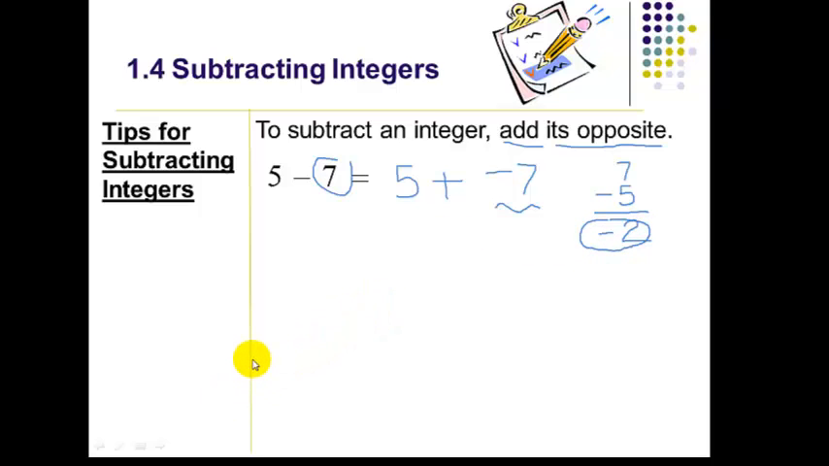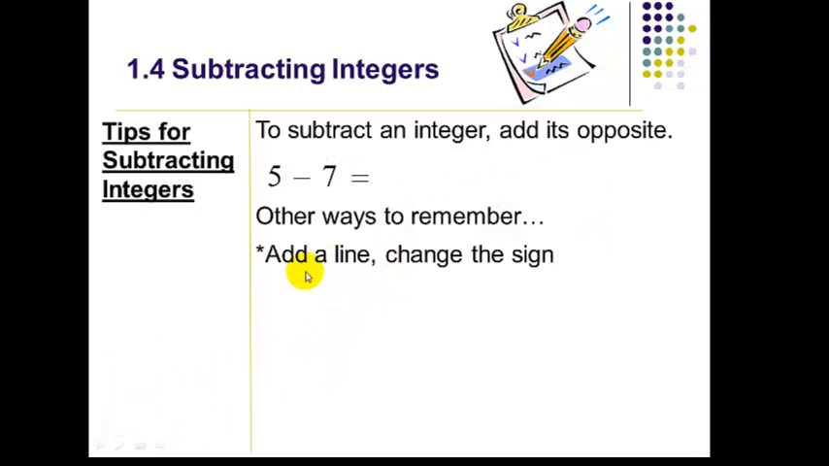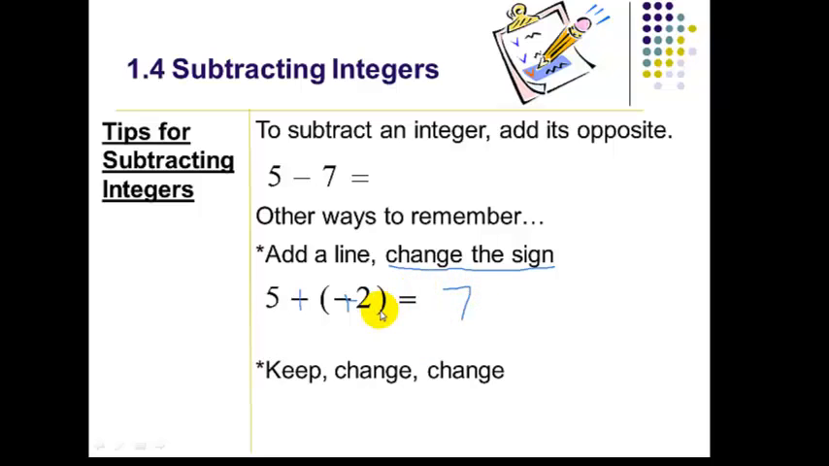Another way that we say this is add a line, change the sign. We add a line, change the sign. This is a great way to remember this. We're looking for our subtraction, and we're going to change it to addition. Right after, we're going to change the sign of the next integer. This is negative, so we're going to make it a positive. Now we have 5 plus positive 2, which we should all be really good at. It's 7.